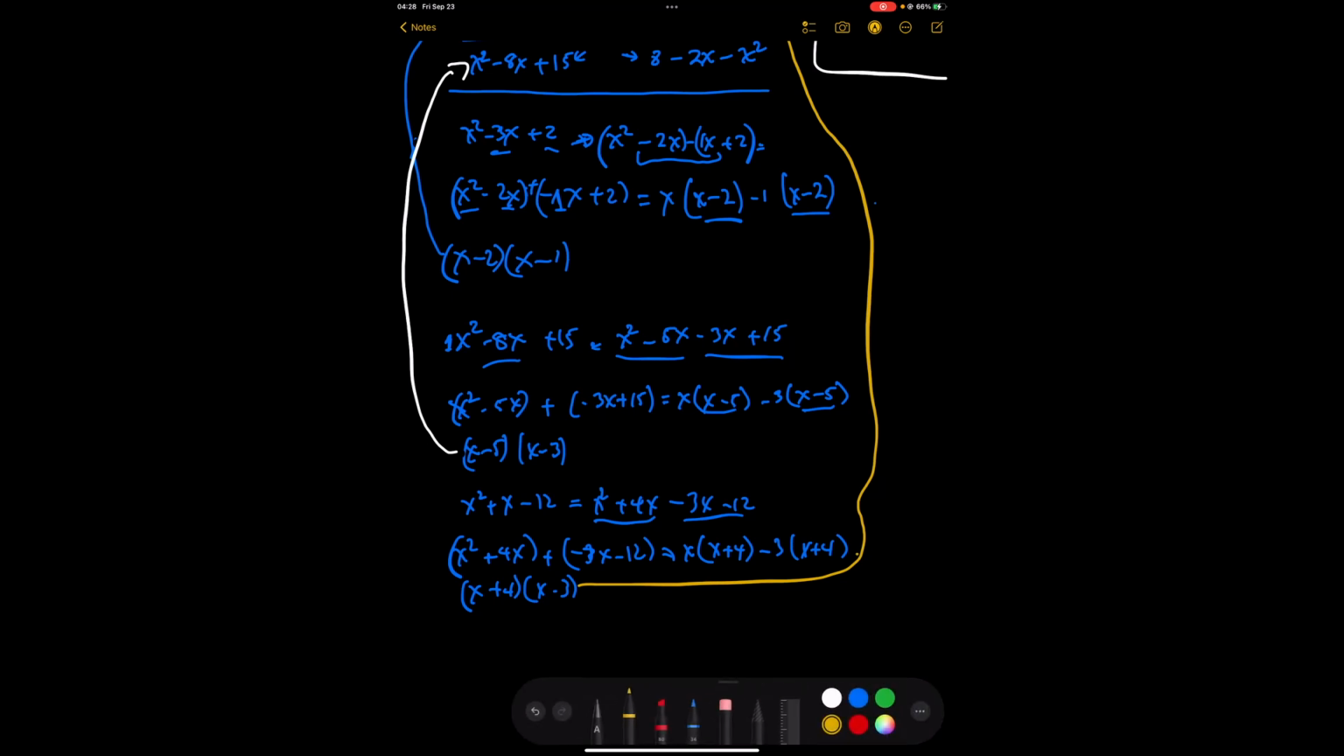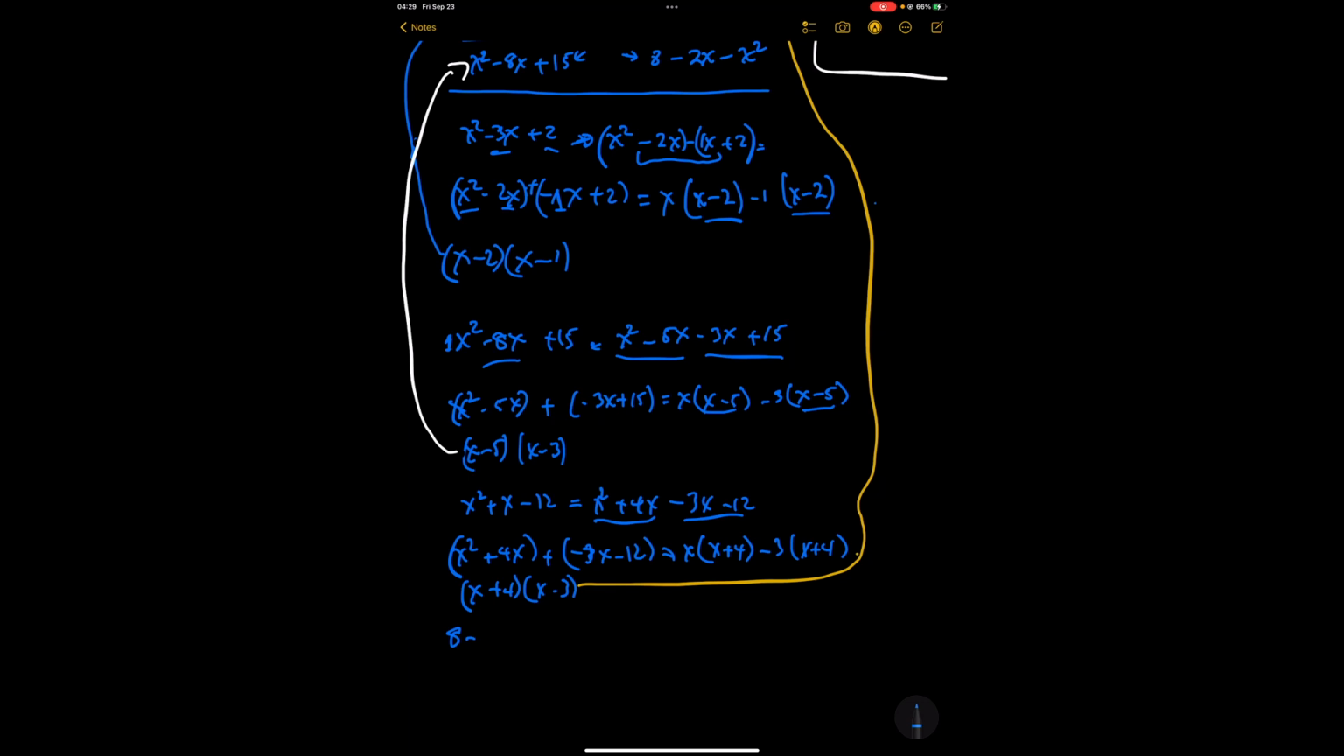Now let's do the last one, which is 8 minus 2x minus x squared. And so now we have a negative x squared. So what can we do? Well, we can multiply this by a negative 1, right? Times negative 1, so you get x squared plus 2x minus 8. Now, let's not forget that negative 1 part, right?